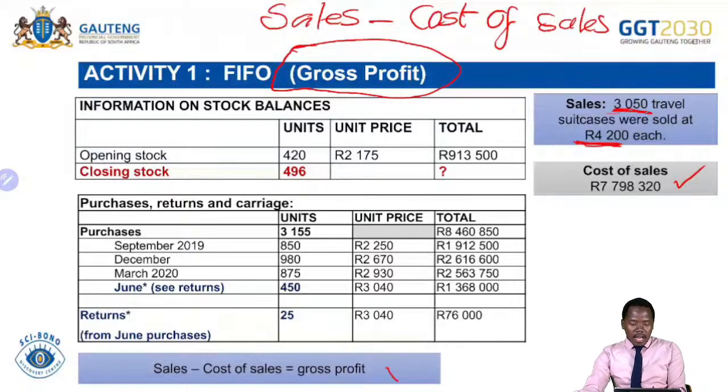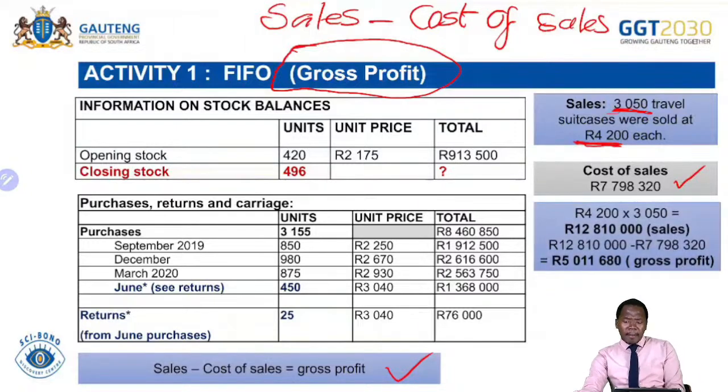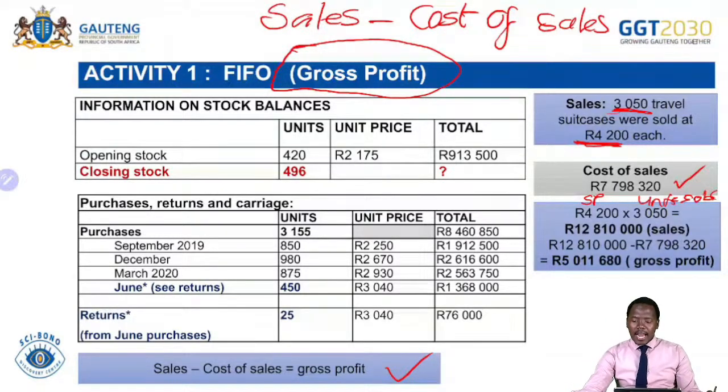Now, this is our formula. We've just said it. Sales minus cost of sales equals gross profit. Now, remember, grade 12s, I've touched on this at an earlier stage. How do I calculate my sales now? I'll take my selling price, multiply by my units sold. Now, I'll have my 4,200 multiplied by 3,050, and then we will be getting our 12,810,000. That will be our sales.